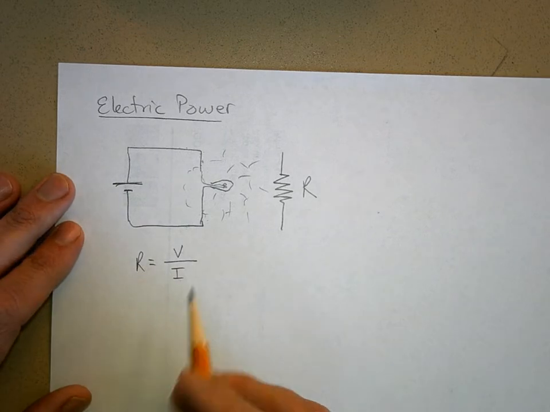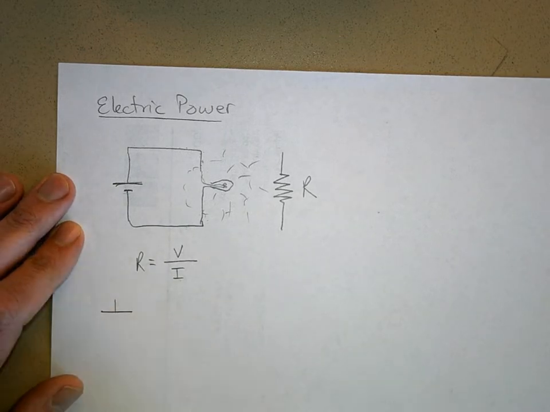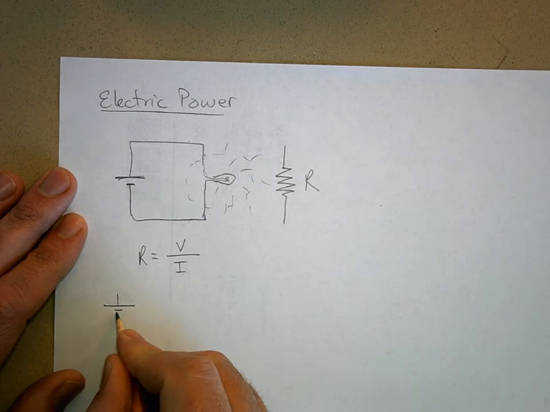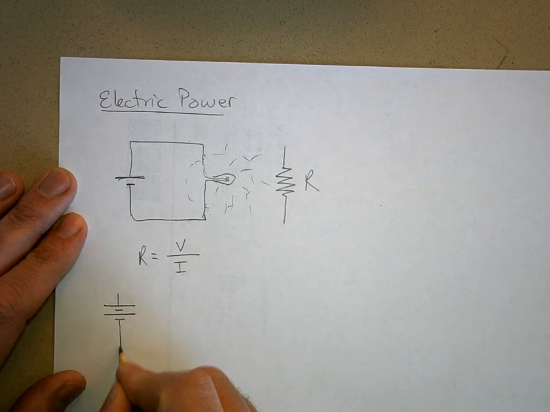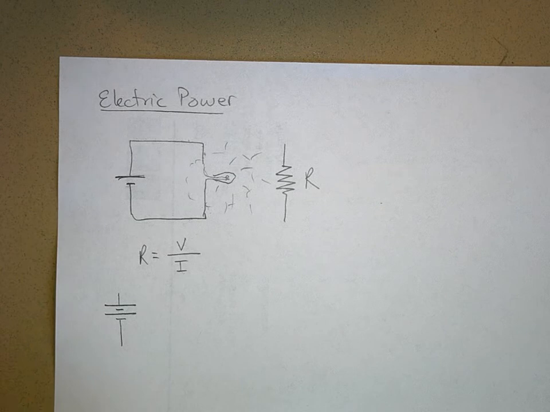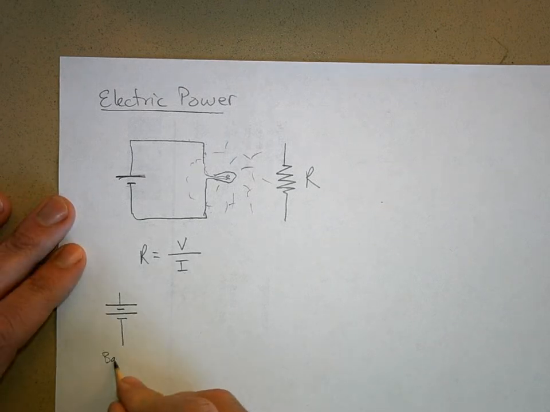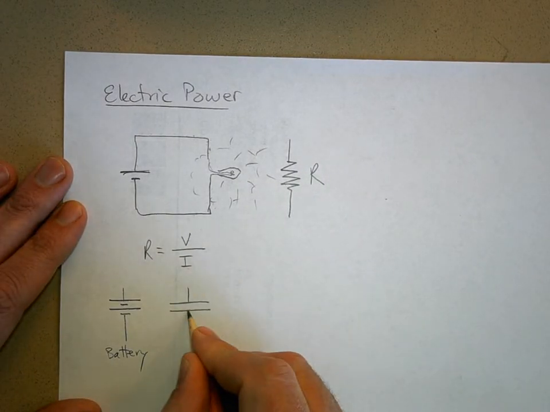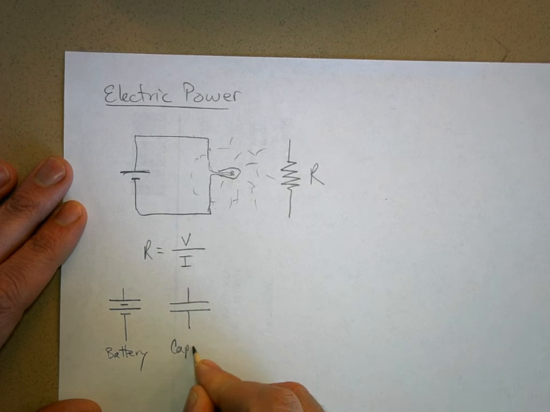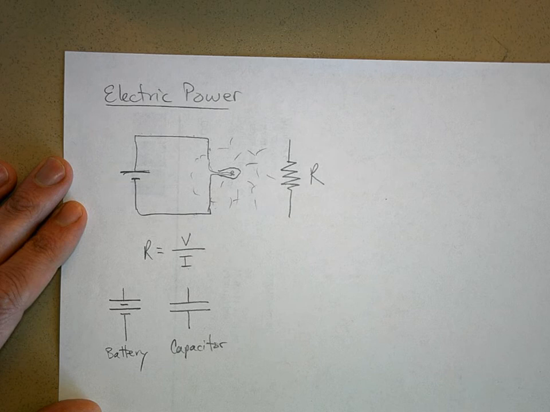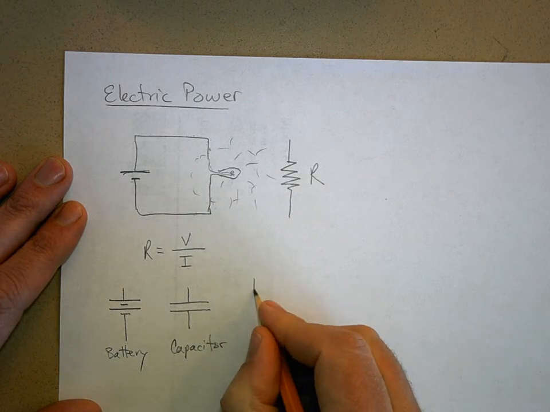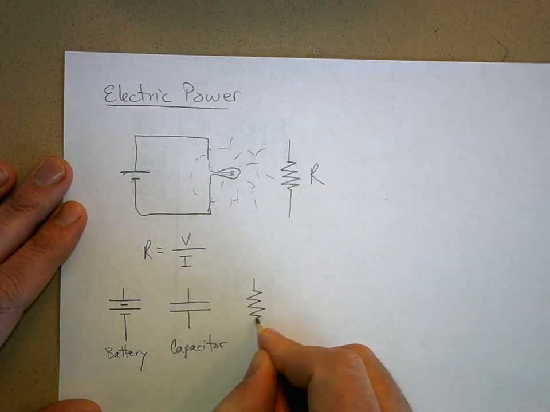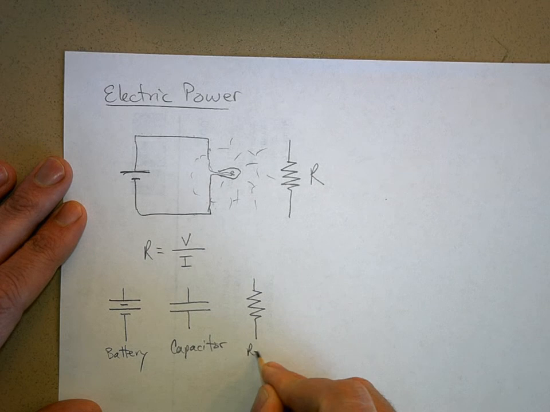Am I still on screen? Yeah, we have the symbol for a battery of cells. Okay, so this is a battery. Then we have a symbol for, like this is a capacitor. And now we have a zigzaggy thing, which means a resistor.